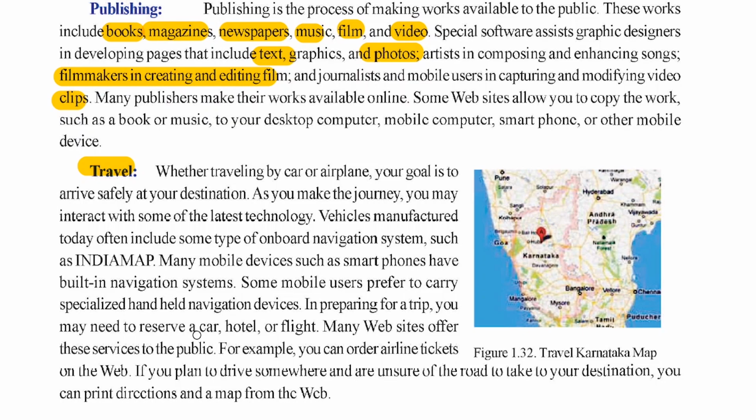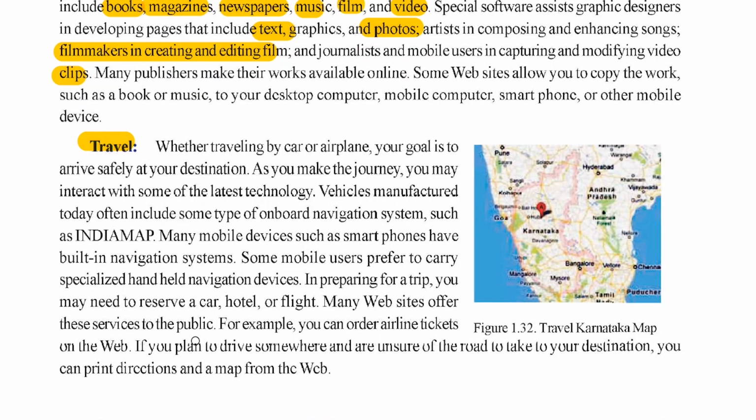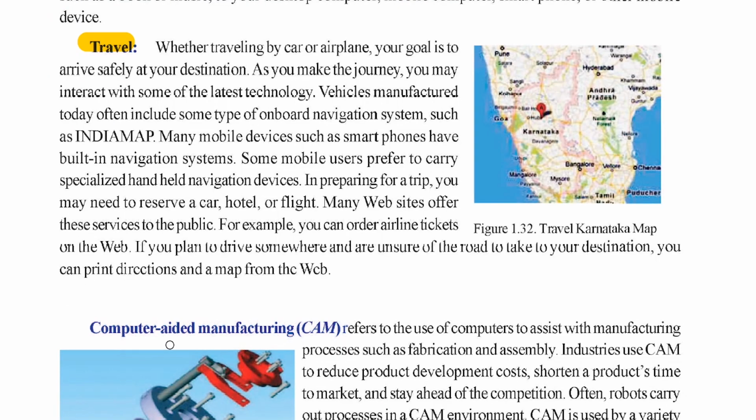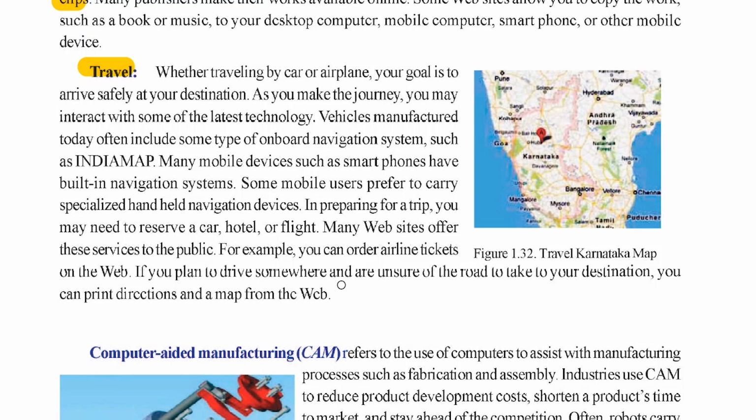You may also need to reserve a car, hotel or flight. Many websites offer these services to the public. For example, you can order airline tickets on the web. If you plan to drive somewhere or are unsure of the road to take to your destination, you can print the directions and map from the web. We have seen this nowadays. I think it is a very simple one: whatever vehicle you are in, we are coming with the map.